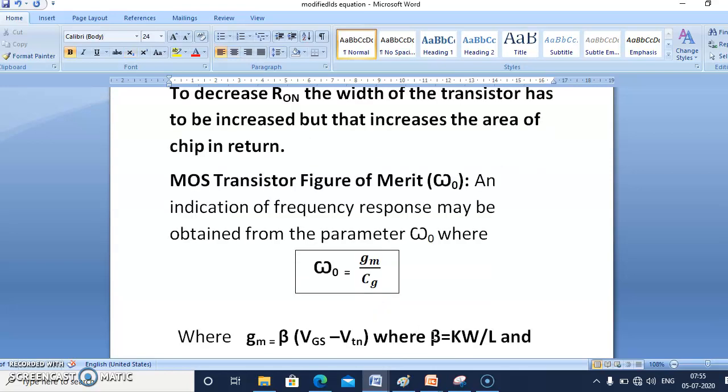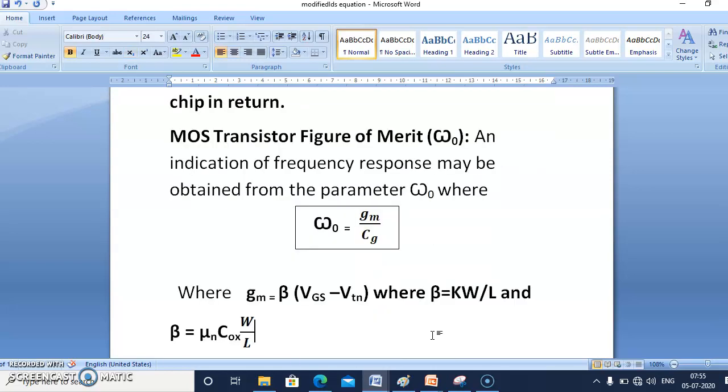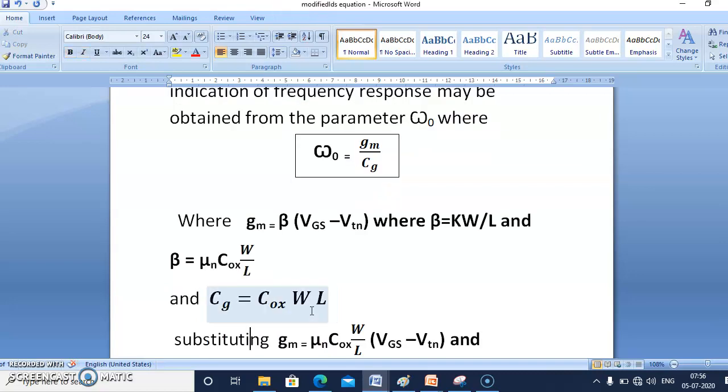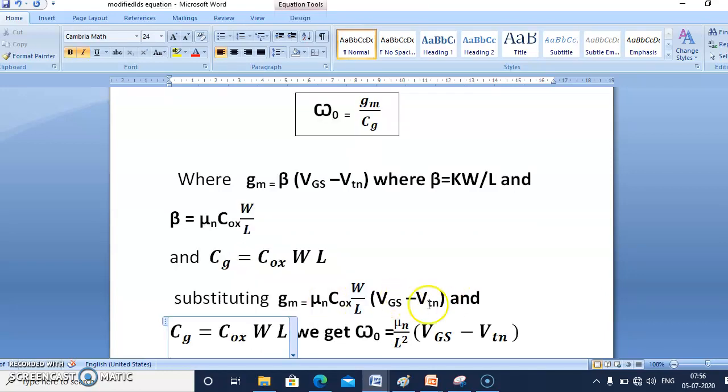The MOS transistor figure of merit is one more parameter, obtained by omega naught is equal to GM by CG. GM we have already calculated. We divide it by CG. GM is equal to beta into (VGS minus VTN). We know what beta is in terms of K, in terms of mu and COX. And we have CG in terms of COX WL, so we will consider according to our convenience. So omega naught is equal to GM by CG. GM is equal to mu n COX W by L into (VGS minus VTN), divided by COX WL.